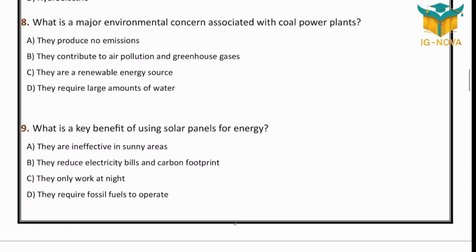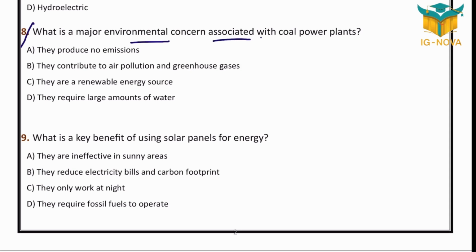Okay, question 8. What is the major environmental concern associated with the coal power plants? They produce no emission? Surely no, they produce a lot of carbon dioxide gases. They contribute to air pollution. Yeah, they play an important role in air pollution and greenhouse gases. Surely this is the correct option.